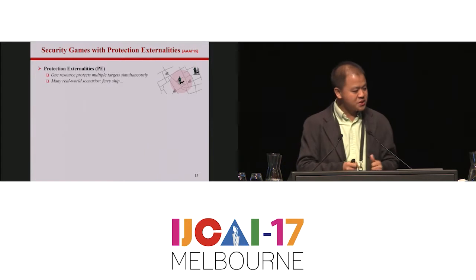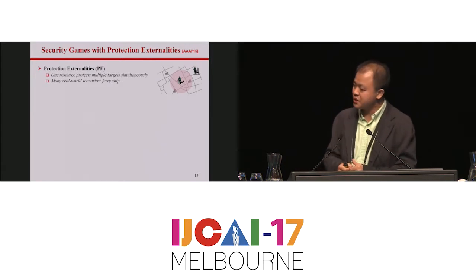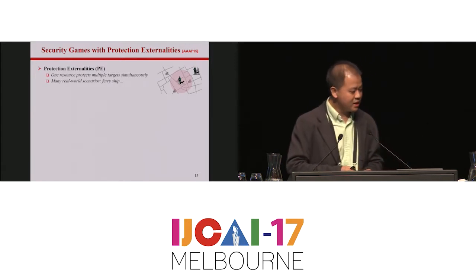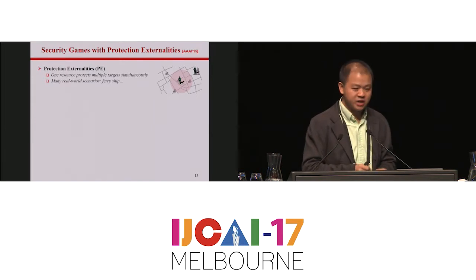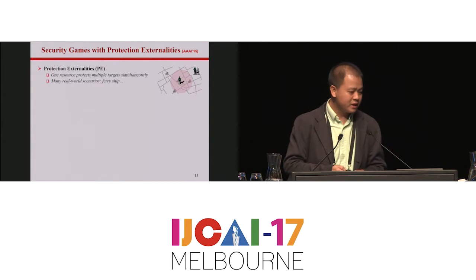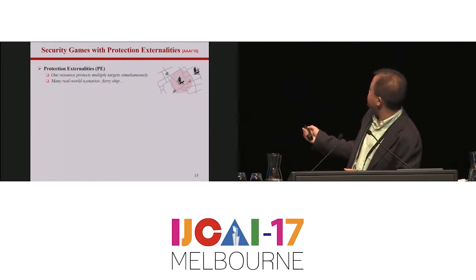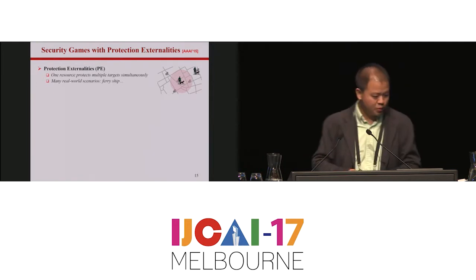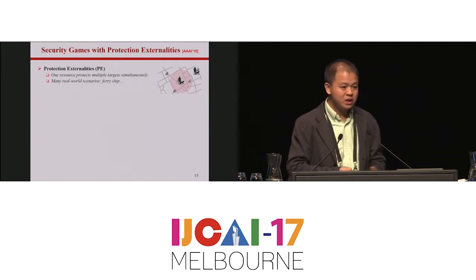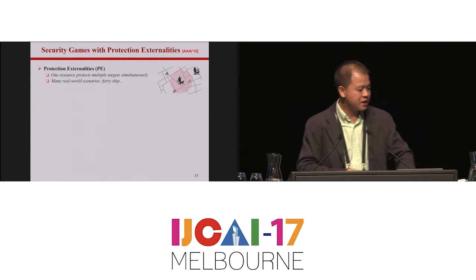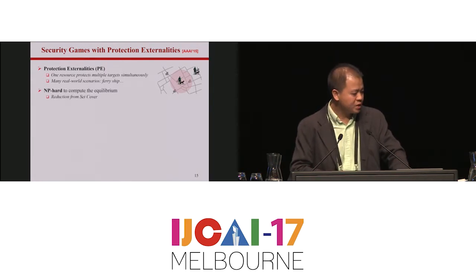Another thing we look at is something called protection externality. For instance, when you are protecting one target, that resource might be protecting other targets as well. For instance, when a police team is here, the police is protecting all the targets within this purple circle. And when there is a protection externality, the problem becomes harder for security games without uncertainty.